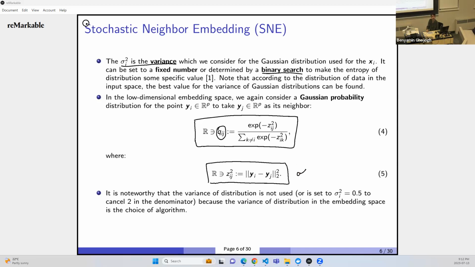There is a reason behind it. Because in the input space, the density of points differs in the space. Sometimes we have dense areas, sometimes we don't. We need to adjust the probability. However, in the embedding space, we are finding yi and yj, so we can absorb sigma into it. We are initializing yi and yj, and we are finding yi and yj. So we don't need sigma in the embedding space.